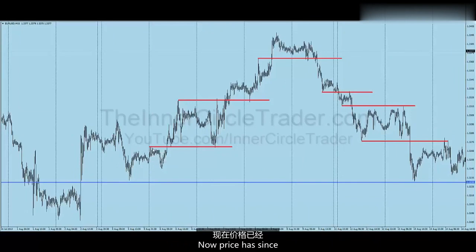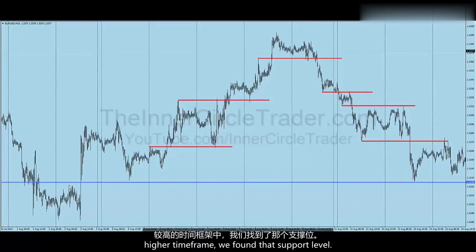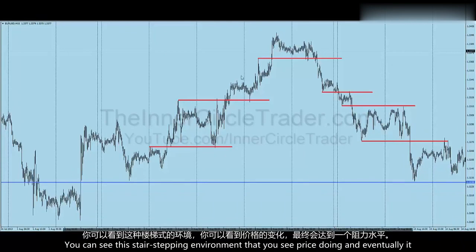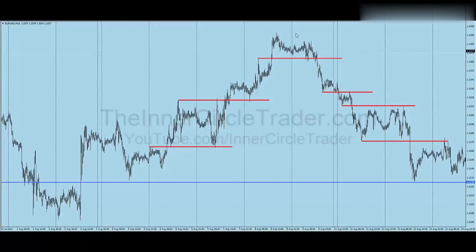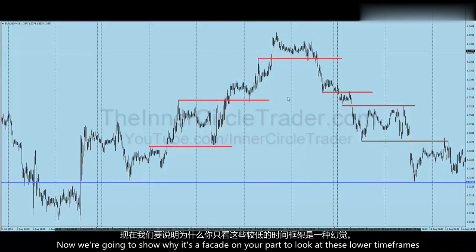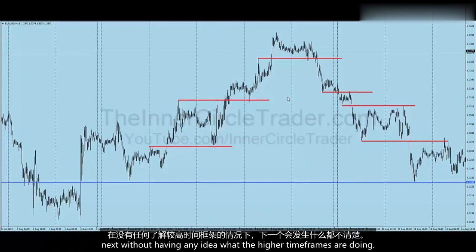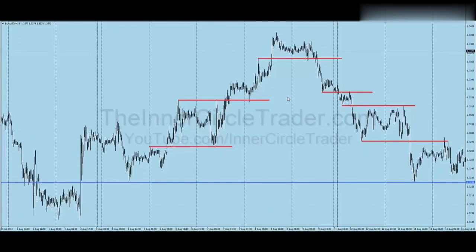Now price has since been trading higher from that low we discussed when price came down in our previous example on the higher time frame where we found that support level. As price moved higher, you can see this stair-stepping environment, and eventually it reaches a level of resistance. Now we're going to show why it's a facade on your part to look at these lower time frames and expect with any reasonable consistency to be able to see what's going to transpire next without having any idea what the higher time frames are doing.